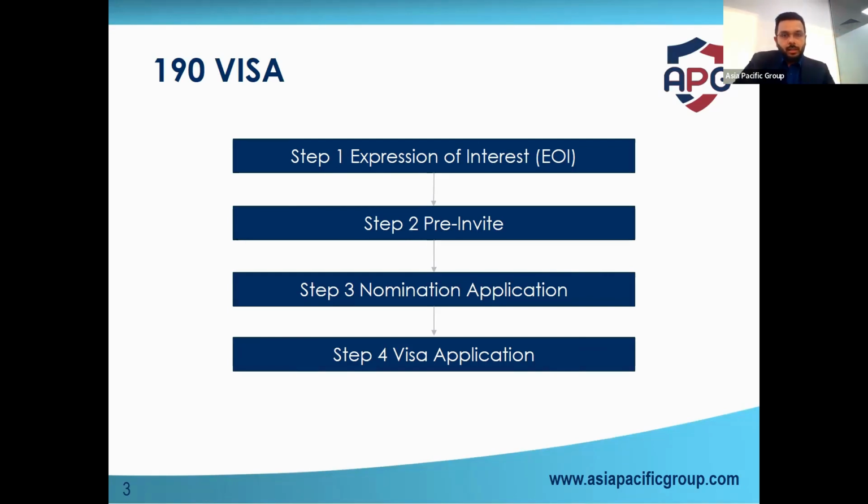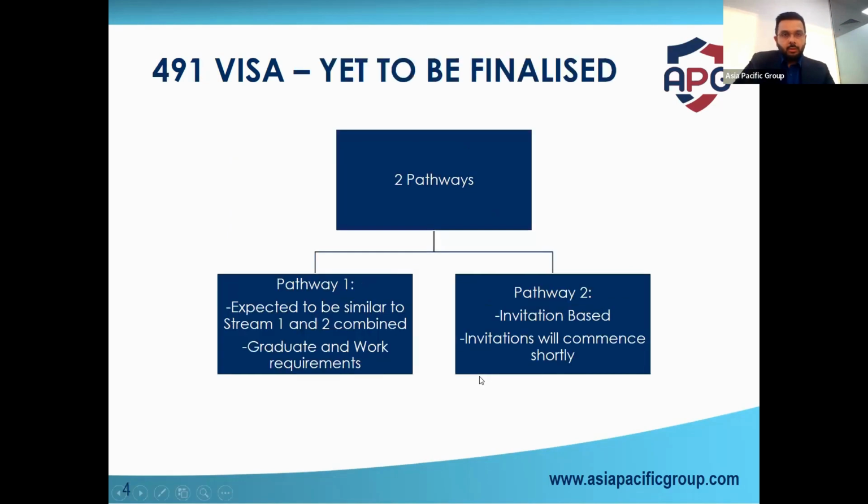Now, in the 491, first of all, let me make it very clear: the 491 is not finalized. It will be finalized, but it will take some time. What I've written is based on what they've announced, the pieces of information that are available. They have not finalized it, so it could be in the next week or 2 or 3 maybe, but it will be announced probably within the next couple of weeks.